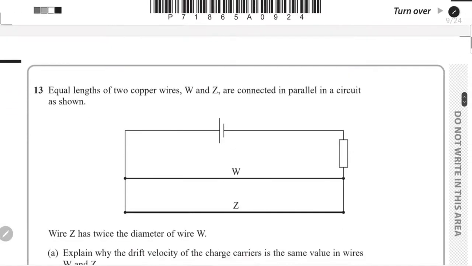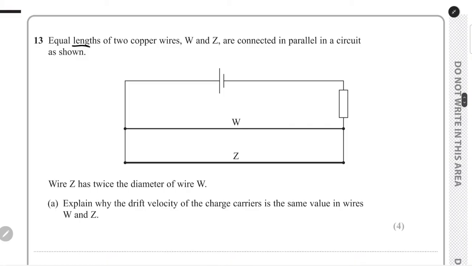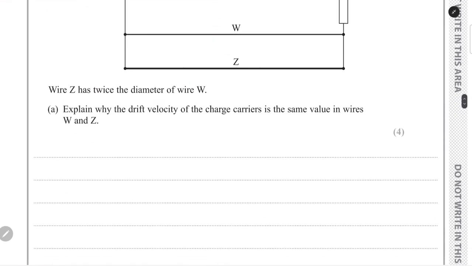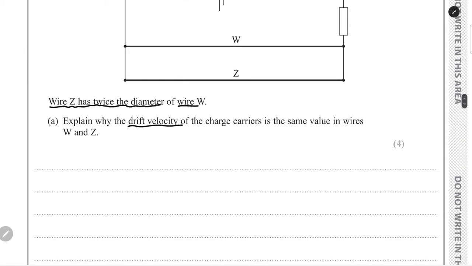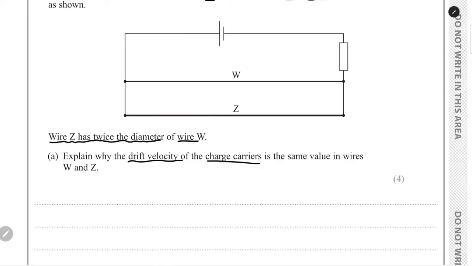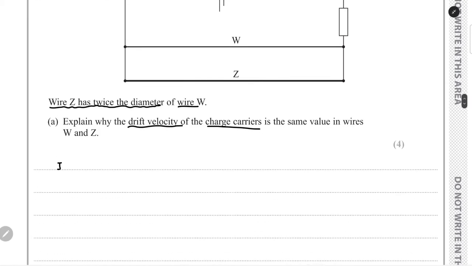Now moving on to question 13, we are given two equal lengths of two copper wires W and Z, which are connected in parallel, and we are given that wire Z has twice the diameter of wire W. We have to explain why the drift velocity of the charge carriers is the same in both the wires. In this case, we need the help of two equations. One is I equals nAvq. The other one is that the resistance is rho L by A.